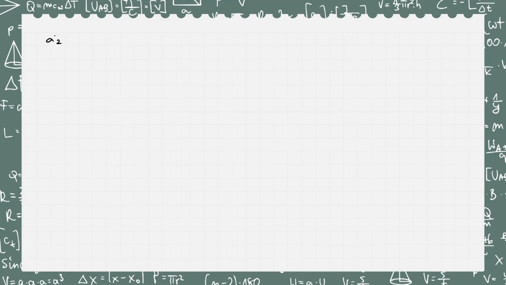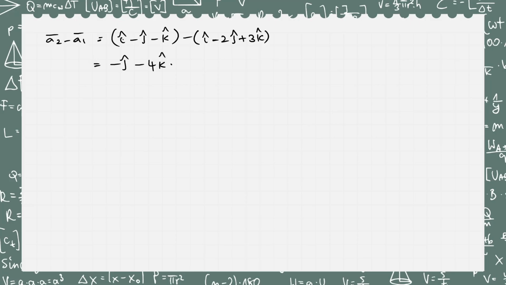So first, a2 vector minus a1 vector will be i minus j minus k minus (i minus 2j plus 3k). Subtracting, we get i minus i is 0, minus j minus of minus 2j is minus j plus 2j, which will give you plus 1j, and minus k minus 3k will give you minus 4k.